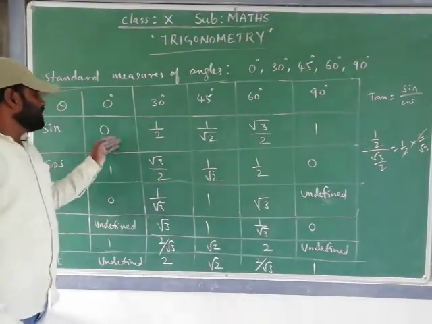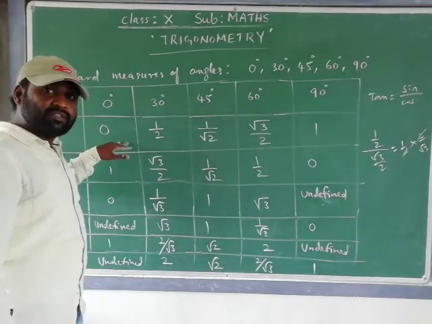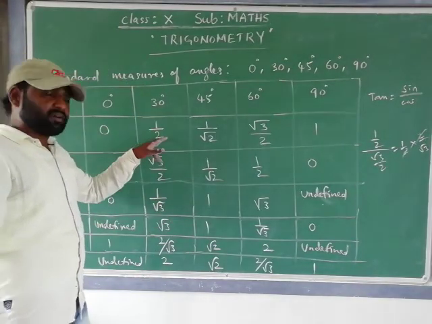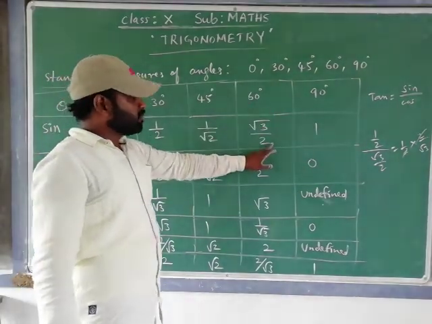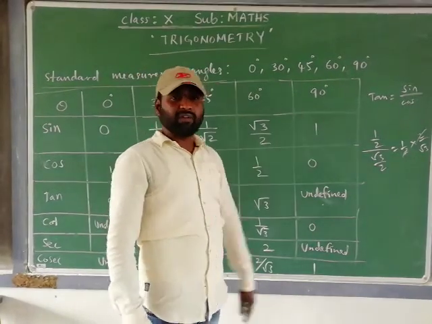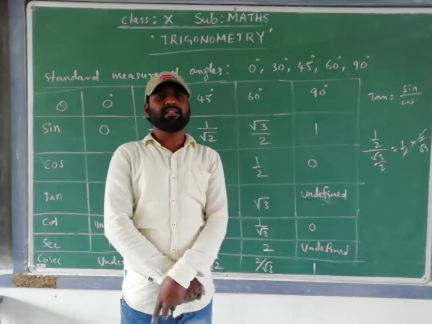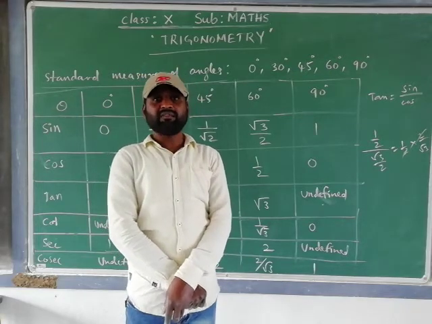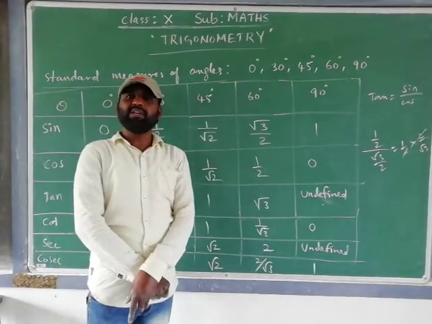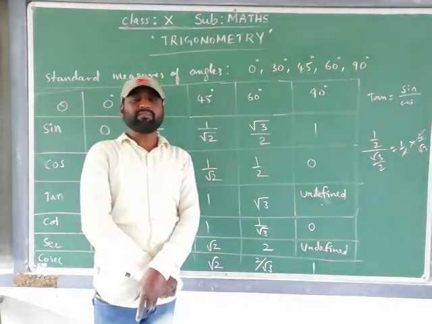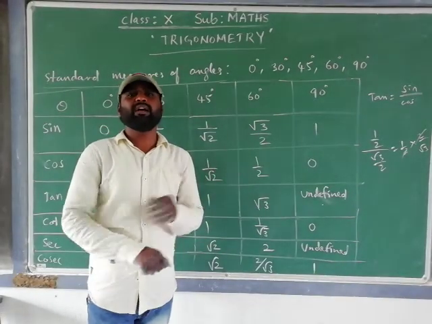For all these values, proofs are also there: why sin 0 is 0 only, why sin 30 is 1 by 2 only, why sin 45 is 1 by root 2 only, why sin 60 is root 3 by 2 only, why sin 90 is 1 only. All those proofs are there in your textbook. In the trigonometry chapter, I can explain all the proofs, why the values come like that. But in applications of trigonometry, we don't have proofs. Verbal statements will be given, and from that statement we have to draw the figure and find the answer.